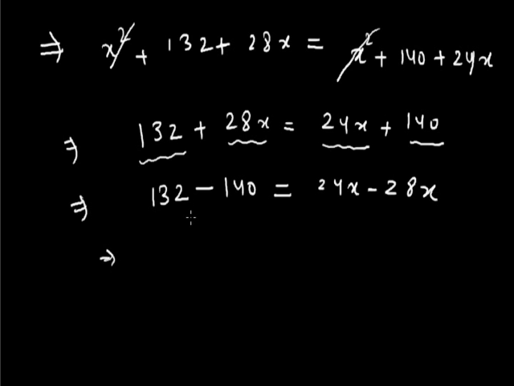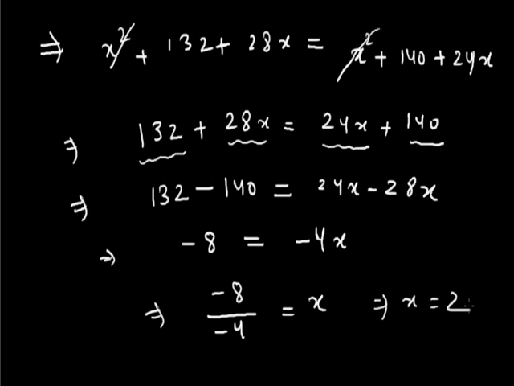This is equal to 132 minus 140 is equal to minus 8, and it is equal to 24x minus 28x equal to minus 4x. This gives me the result minus 8 divided by minus 4 equals x. That means x equals 2. Now I can verify if x equals 2 is correct or not for the given condition.